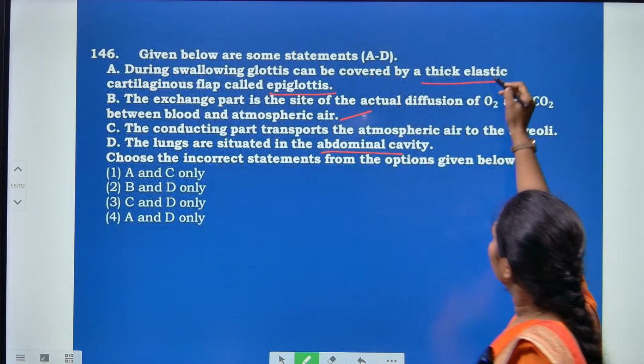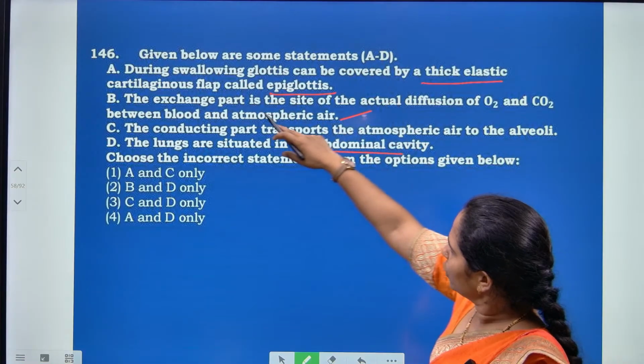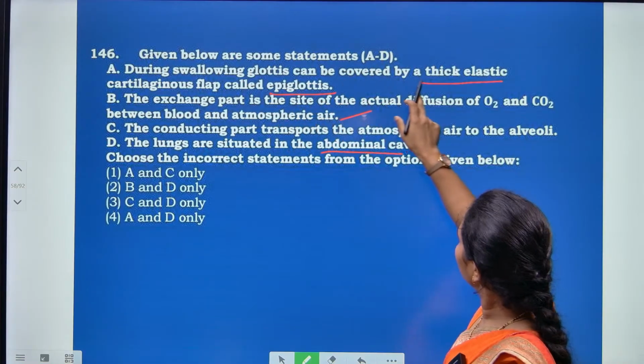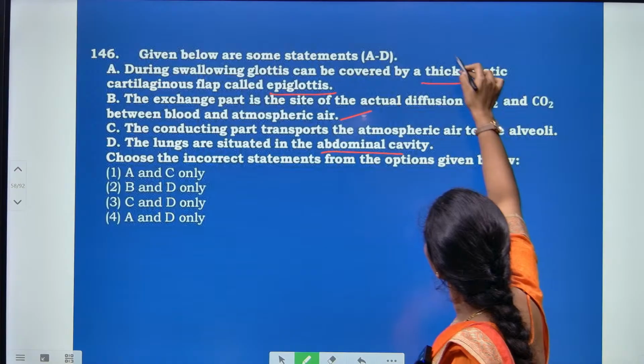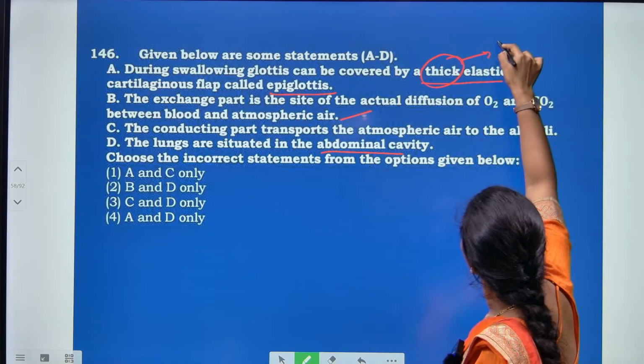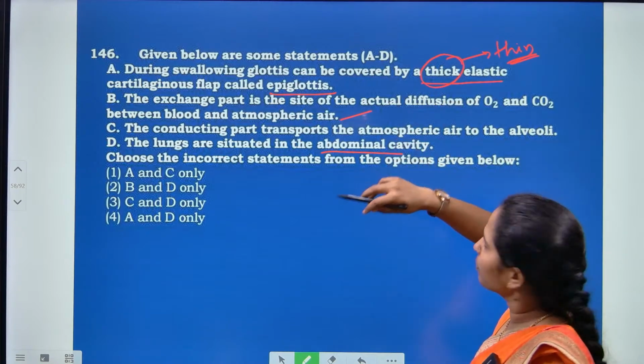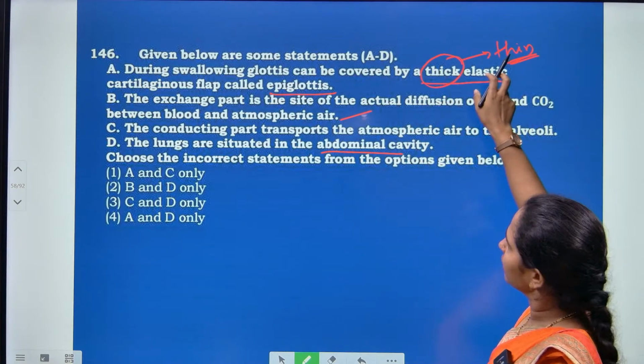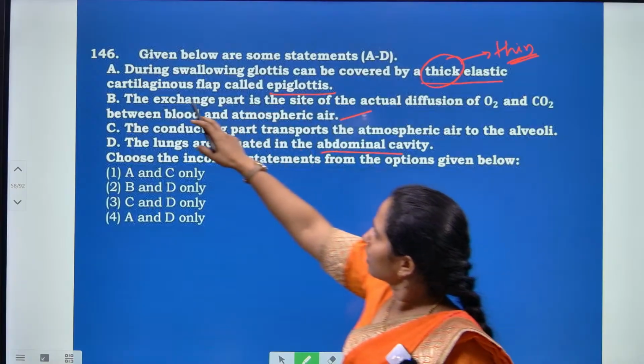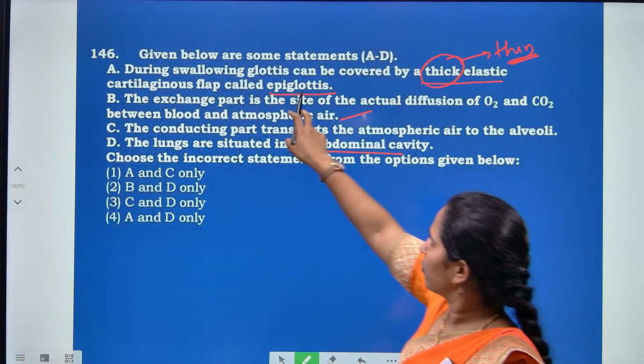So here the sentence is right. During swallowing, the glottis can be covered by an elastic flap. It is not a thick elastic, but it is a thin elastic. A single word will alter the meaning here. So it is not a thick, but it is a thin elastic cartilaginous flap called epiglottis.